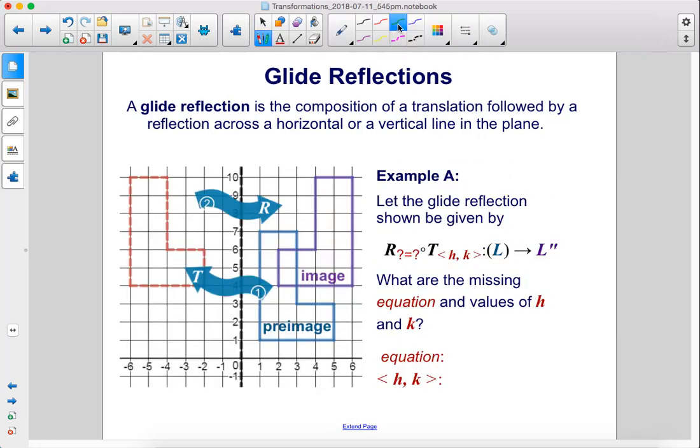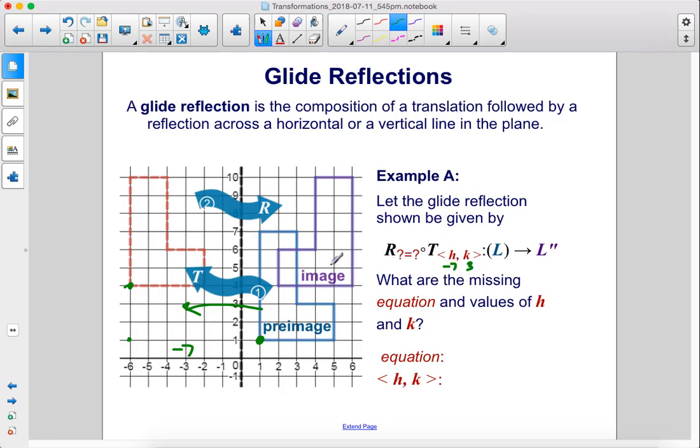Here's an example. Let the glide reflection shown be given by this format. What are the missing equation and values of h and k? Alright, so the pre-image is here. So first it was translated this way. How many units? Let's look at corresponding points. This point was moved to there. So that was 1, 2, 3, 4, 5, 6, 7, so -7 units to the left, and then 3 units up. So here that would be (-7, 3).